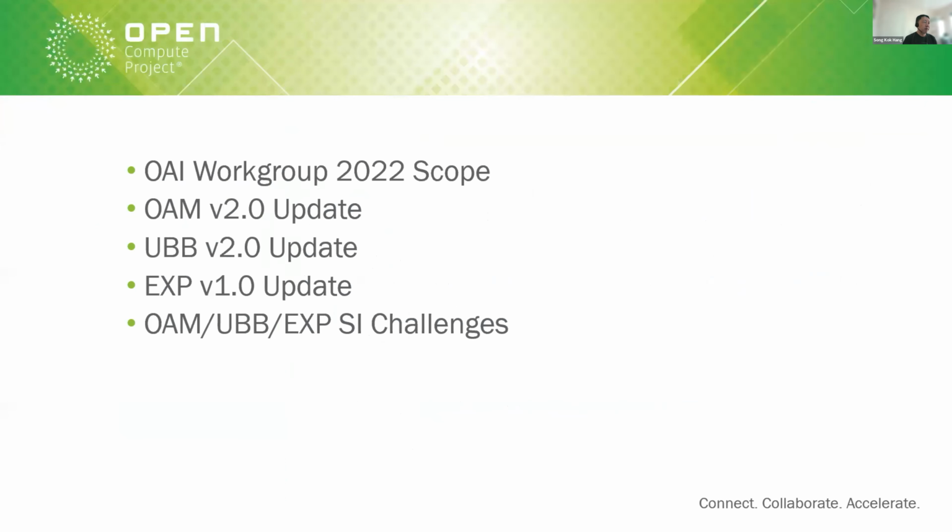We're going to cover 5 topics today. The first one, we're going to talk about the scope of the OAI work group for 2022. And the next one is that I'm going to provide an update on the OAM, UBB, and the expansion card. And last, Bichan is going to talk about the SI challenges that we have seen while we're developing the spec from the OAM to the UBB and the OAM to the expansion card.